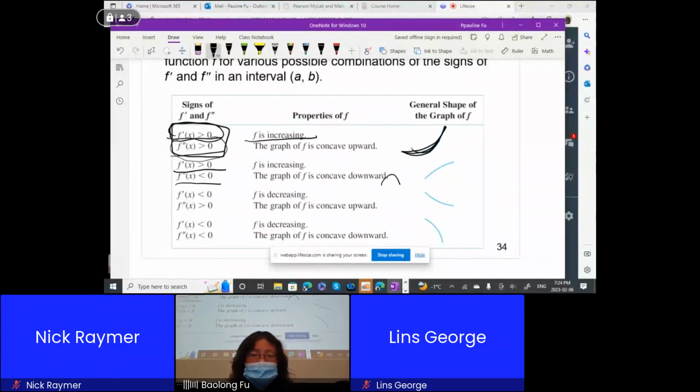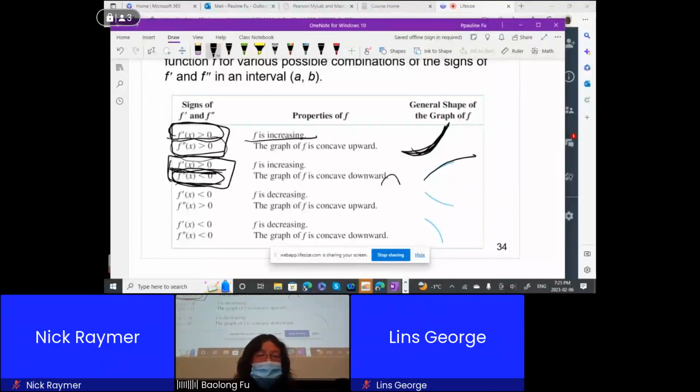This means the first derivative is greater than 0 because f is increasing, and also the second derivative is greater than 0, so it is concave up. Now combine these two. The first derivative is greater than 0, so it is increasing, but the second derivative is smaller than 0, concave down. So it is this graph. Increasing, but concave down.